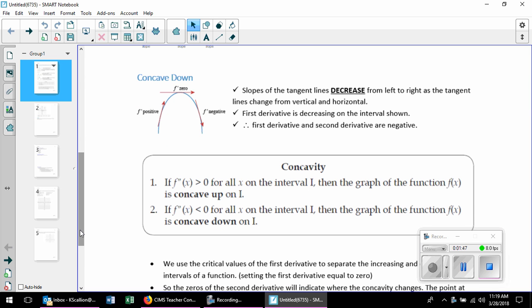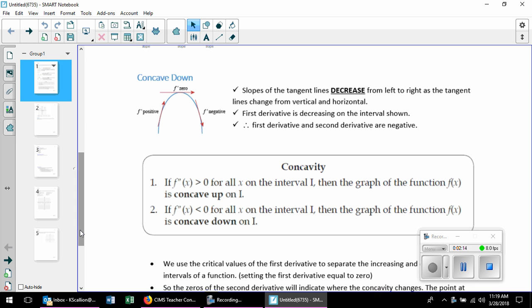So again, first derivative, that tangent line has a slope of 0. So derivative is equal to 0. It lies below it, it's concave down. Concave down, the slope decreases from left to right. The first derivative is decreasing on the interval. So therefore, the first derivative and second derivative are both negative values. Okay? Got it. Perfect. Concavity.